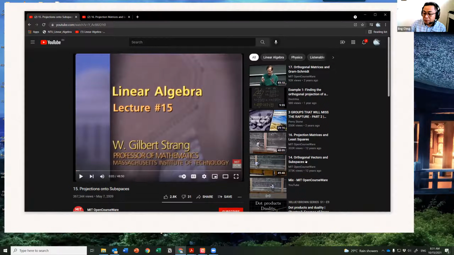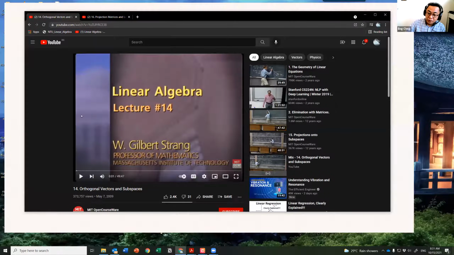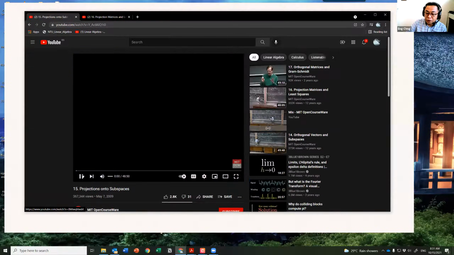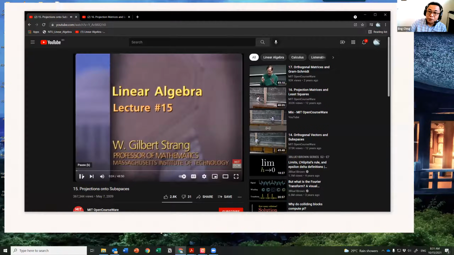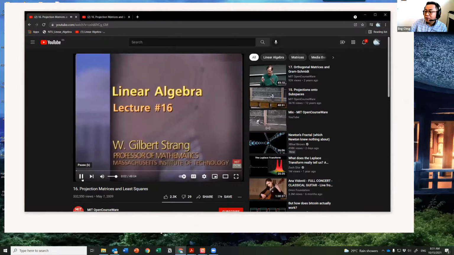You can start from lecture 14, which talks about orthogonal vectors, a dot b equals 0, and the forming of subspaces. After that, you can go through projection onto the subspaces, which we have done. Projecting a vector onto a line. And then later on, you'll realize that we can now project a vector onto a space. And when we learn about projecting a vector onto a space, we'll be going into projection matrix and least squares.